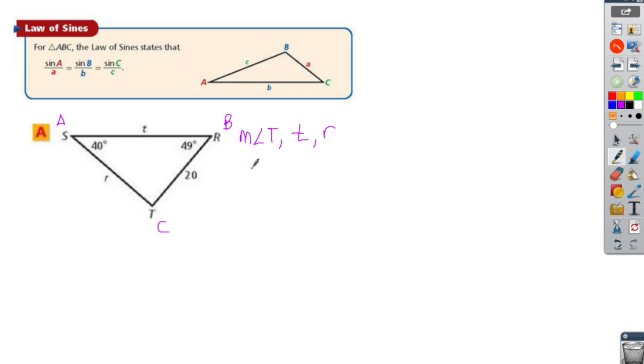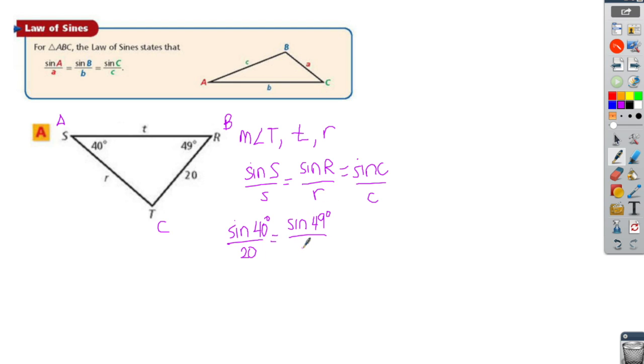All right, so let's look at this. So this for me will be sine S over side S, and then sine R over the R length, and then sine of C over side C. All right, so let's actually replace these variables with the given measurements. I will enter 40 degrees here over the S side, which is 20. I know this. And then sine R, which will be 49 degrees, over the R length, which is unknown. All right, so sine C.